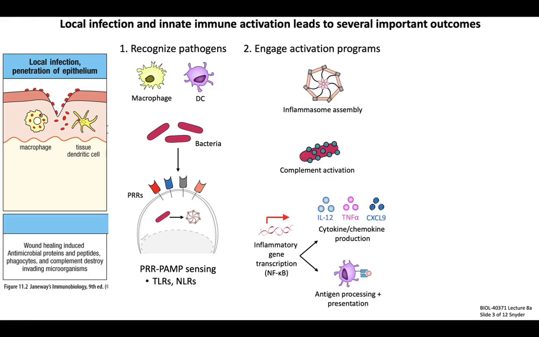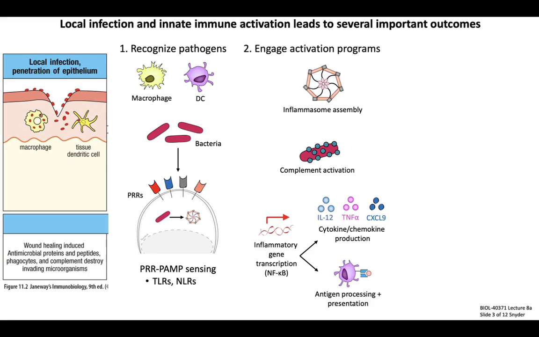The second goal is to engage activation programs in response to pathogen detection, and we've learned about a lot of these in our lectures on innate immunity. These include inflammasome assembly, complement activation, and inflammatory gene expression in innate immune cells. In this example of a bacterial infection, these transcriptional programs are most likely to be induced by the transcription factor NF-kappa B, but we know that during viral infections you can also get activation of IRF transcription factors.